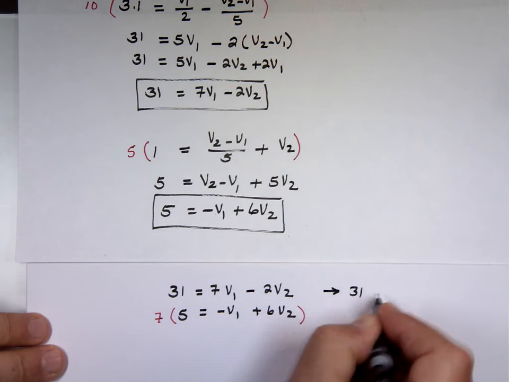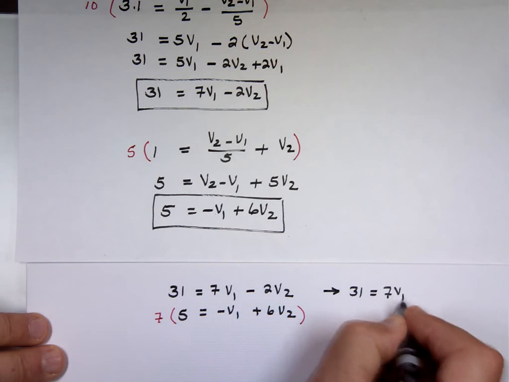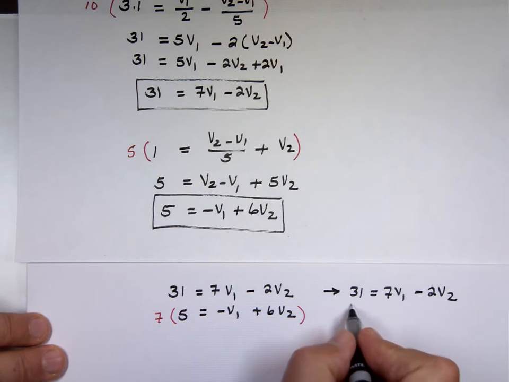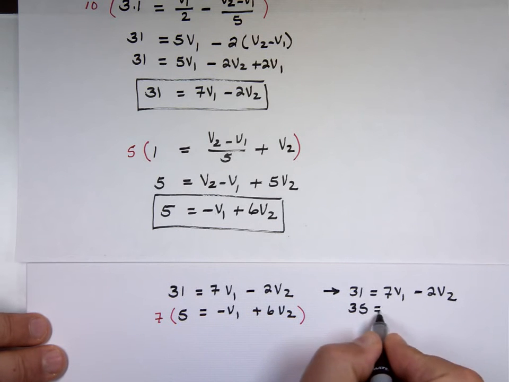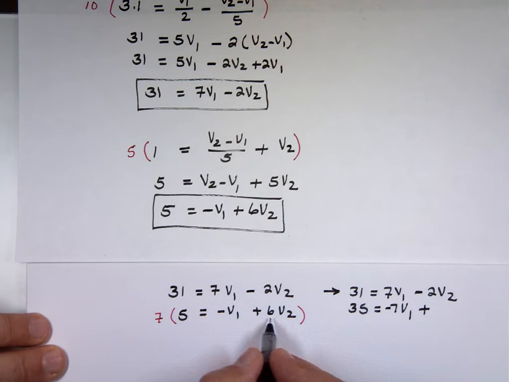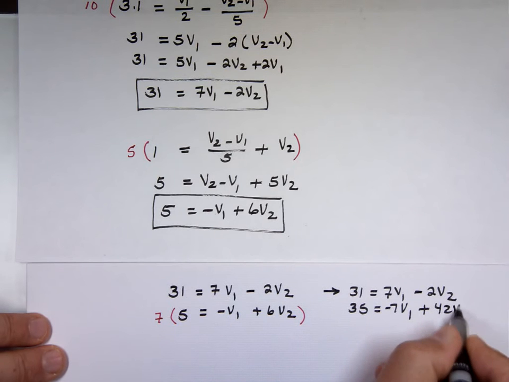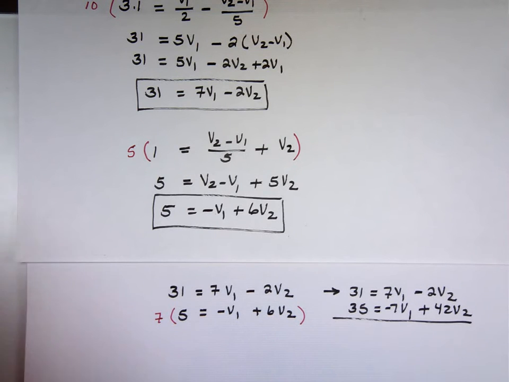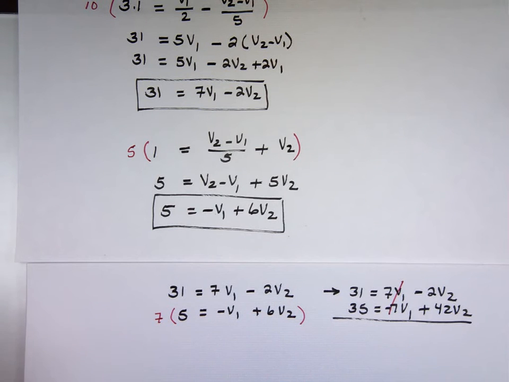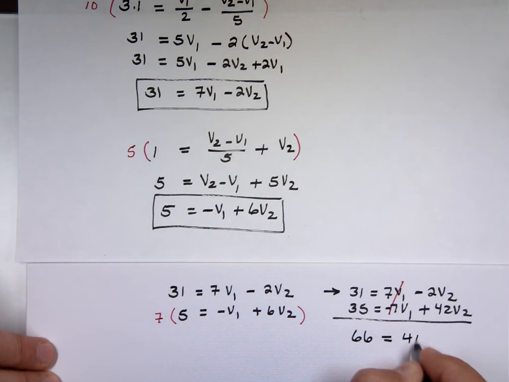If you multiply this equation by 7 and leave the top one alone, you will have 31 equals 7V1 minus 2V2. The bottom one, 7 times 5, which is 35, equals negative 7V1 plus 7 times 6, 42V2. And when you add them, that's why it's called the elimination method, V1 is gone. So what do we have? 66 equals 40V2.